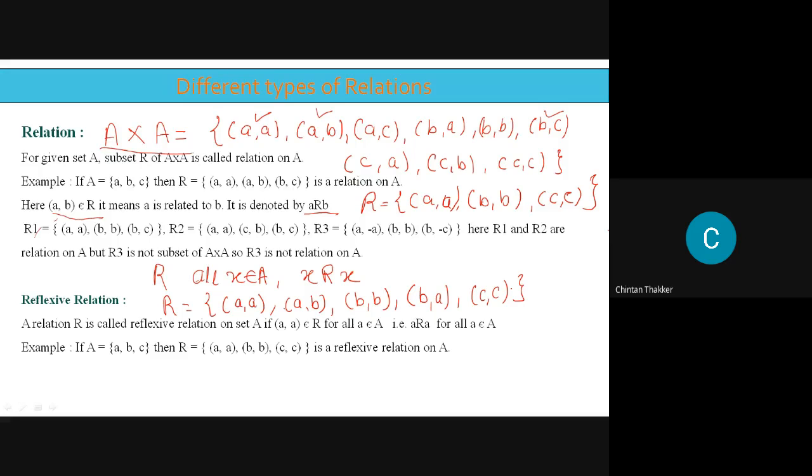Because here the three pairs (a, a), (b, b), and (c, c) are inside R. So the condition for a reflexive relation is, for all elements a belongs to capital A, (a, a) belongs to R. Or you can say that a is related to a.